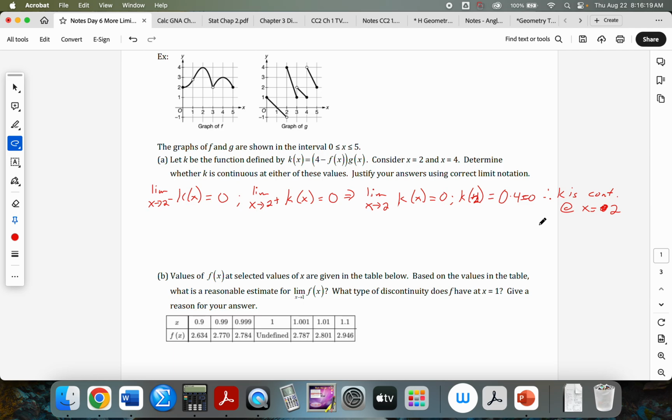Let's look at what happens at 4, and I'm going to start with what is k of 4. So at 4, f is 3, so that first part will be 4 minus 3, times, at 4, g is equal to 1. So that's 1.